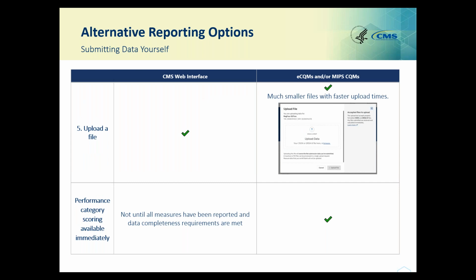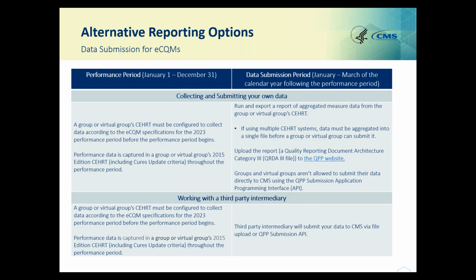To submit an ECQM and/or MIPS CQM, you will upload a file. Once you upload your file, the performance category scoring is available. Next slide, please. The information on this slide pertains to ECQMs.